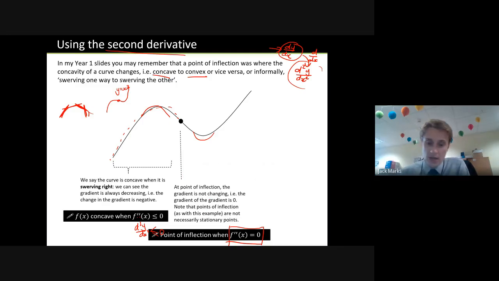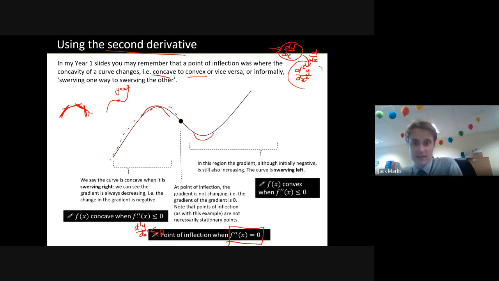So point of inflection, that must mean then that the other one is convex. That's a mistake, that should be like that. If it's convex, it's getting more positive, more positive, more positive. It's changing in a positive way. So that is when the second derivative, which can be written like this, or again it can be written as this, is greater than or equal to 0.